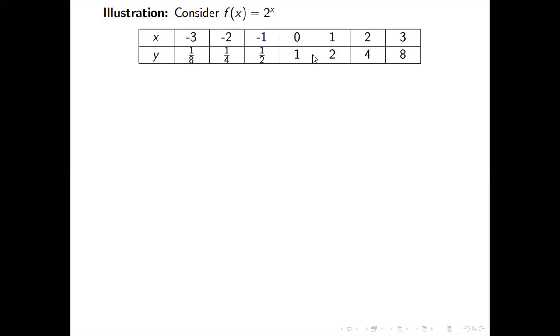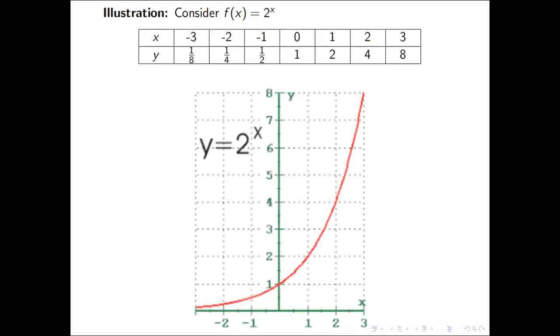So for example, if x is 2, then we just plug in here. 2 to the 2 is 4. When x is -1, 2 to the -1 is 1/2. 2 to the -3 is 1/8. And of course, any number raised to 0, 2 to the 0, always equals 1. So given those values, they are just ordered pairs which we can plot on the Cartesian plane. And by simply connecting those points by a smooth curve, we obtain the graph of that exponential function as follows.